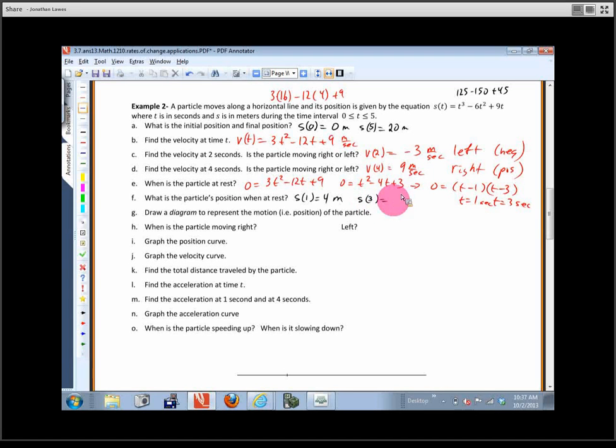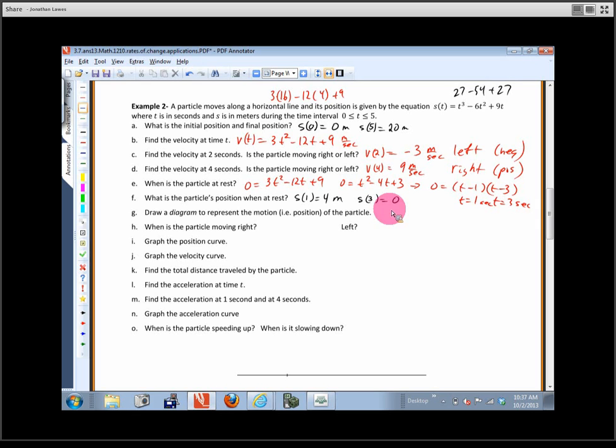So if I plug a 3 in here, I've got 27 minus 54 plus 27 ends up being 0.